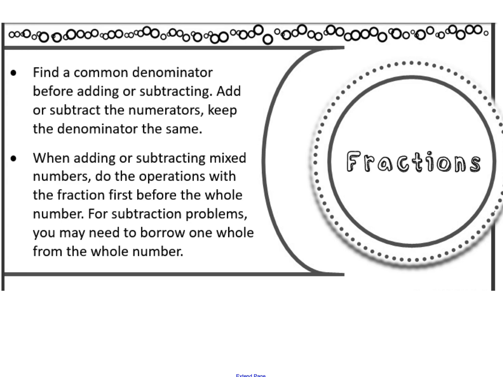With fractions, your first step is going to be to find a common denominator before adding or subtracting. And then you add or subtract the numerators and you keep the denominator the same. When adding or subtracting mixed numbers, do the operations with the fraction first before the whole number. For subtraction problems, you may need to borrow one whole from the whole number. And if you feel more comfortable making your mixed numbers into improper fractions, so you don't have to worry about borrowing, then you can do that as well.